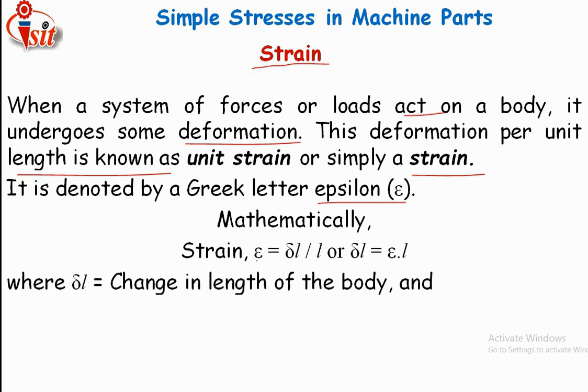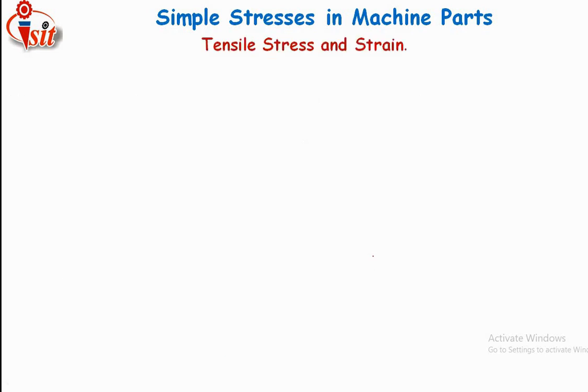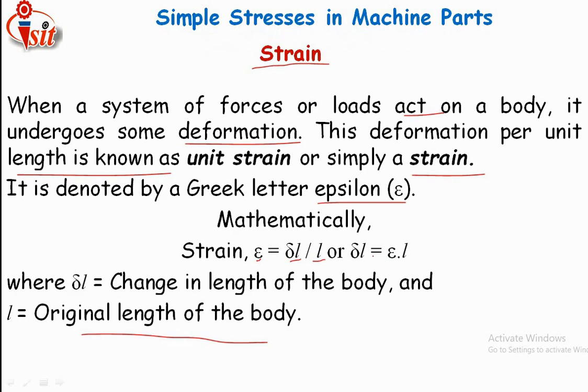Mathematically, this strain is equal to the change in length to the original length of the body. That is, when we apply the force, there is a deformation, meaning change in length to the original length of the body, which is known as the strain. And strain does not have a unit because it is the ratio of the same dimensions.